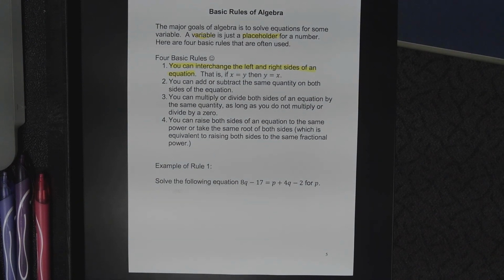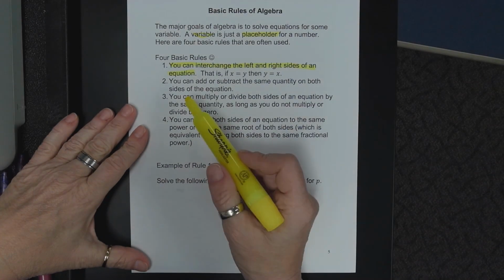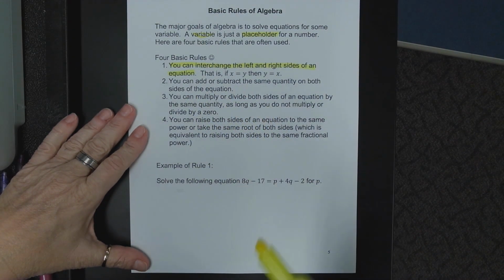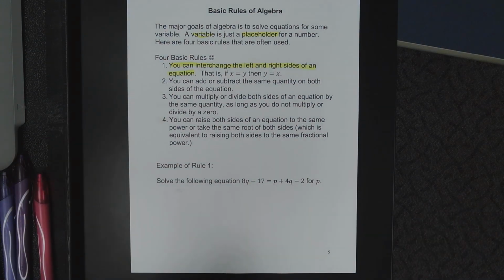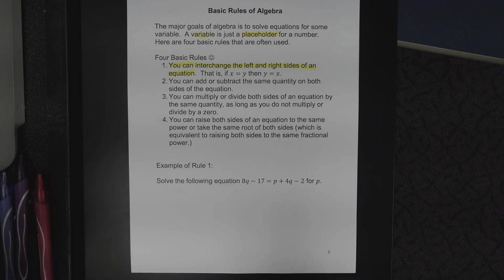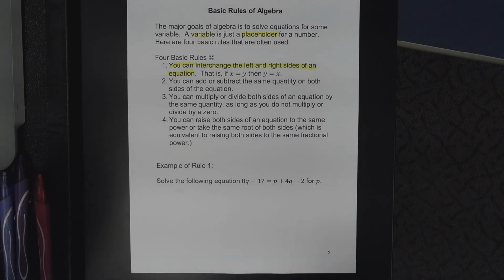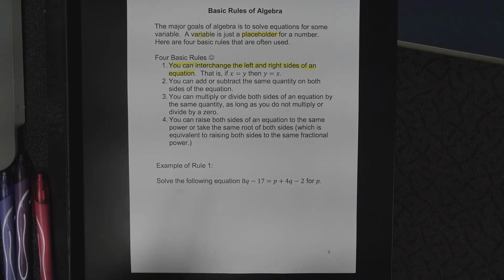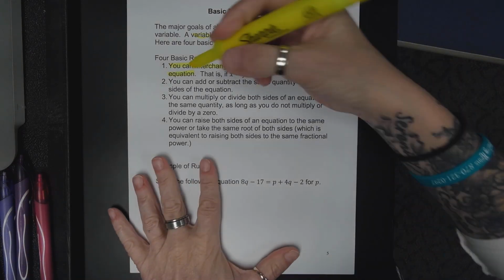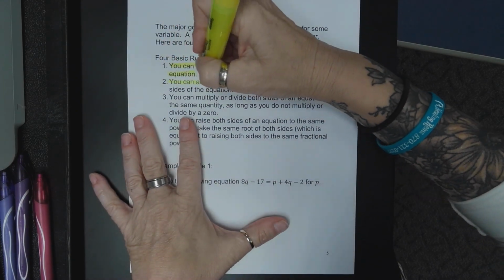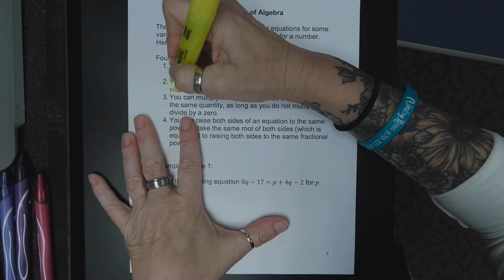Okay, perfectly legal. You can add and subtract the same quantity on both sides of the equation. So what you do to one side, you have to do to the other, okay? You can't play favorites. You can't add 3 to one side and add nothing to the other. If you add 3 to the left side, you have to add 3 to the right-hand side. It's like having kids, you can't play favorites. So that's the other one. You can add the same or subtract the same quantity to both sides.